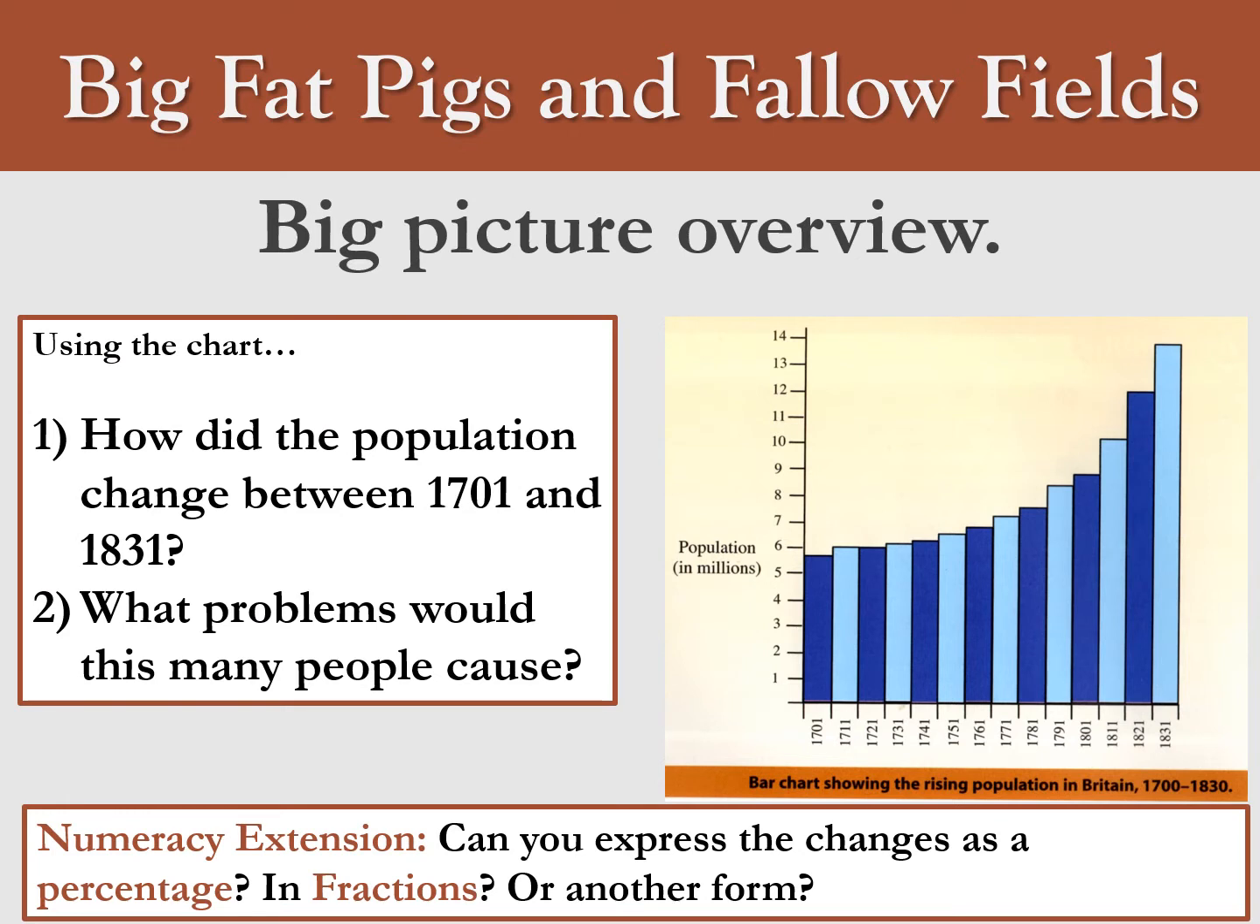So our first task is again to look at the big picture overview. On the screen in front of you, you should see a graph. This shows the population in millions of Britain between 1701 and the mid 1800s. And there are 2 questions you need to ask. The first is, how did the population change throughout this period? That's a straightforward comprehension question, but do try and give specific details.